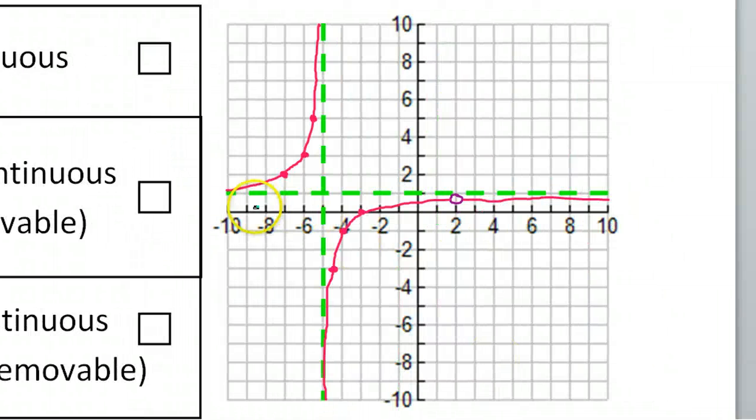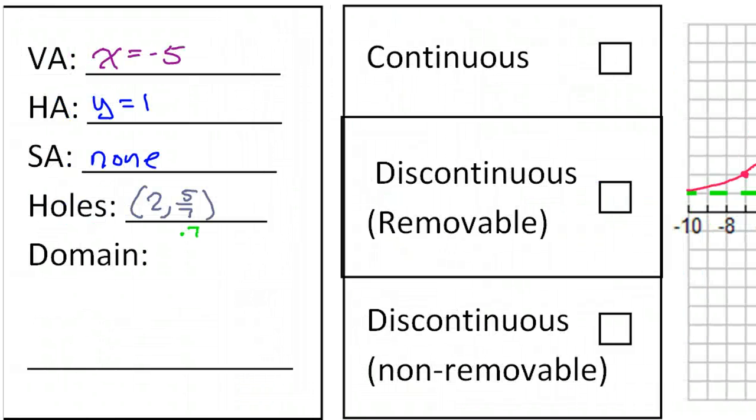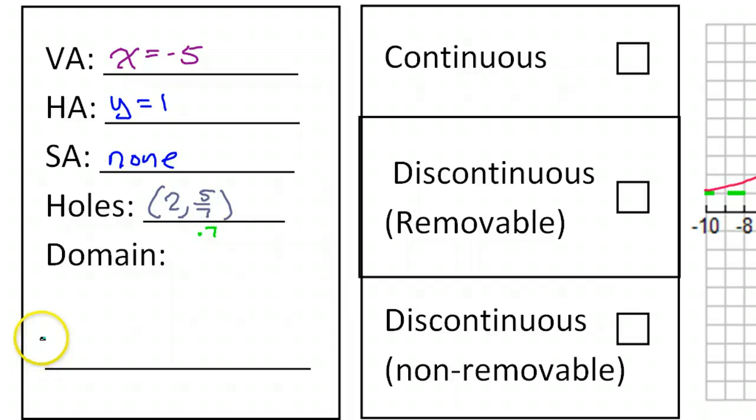Okay, because the domain going from left to right is always going to be, for example, negative infinity to asymptote, and then asymptote to positive infinity. Okay, so negative infinity to negative 5, union 5 to infinity. Okay, because we're going left to right. So we'll just write that down. So negative infinity to negative 5, union negative 5 to positive infinity.